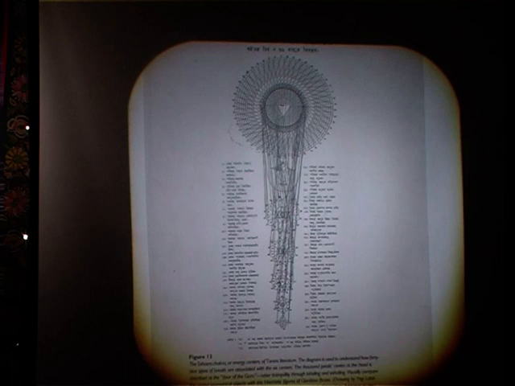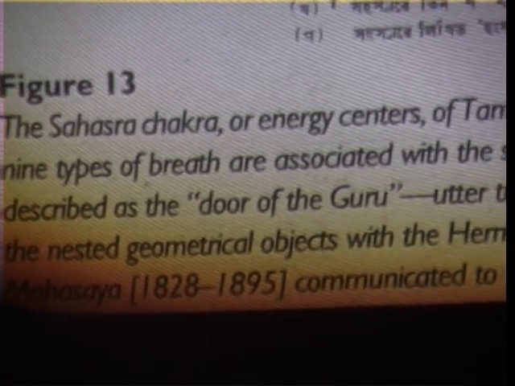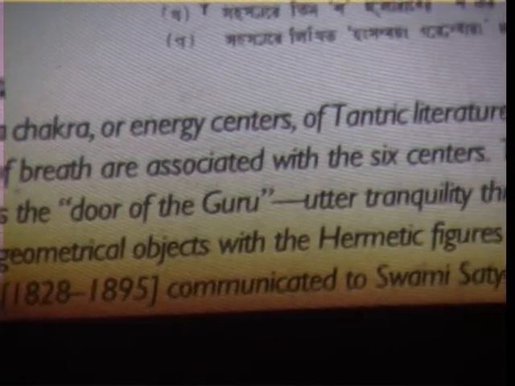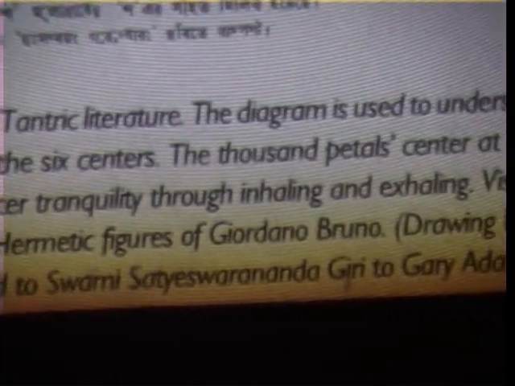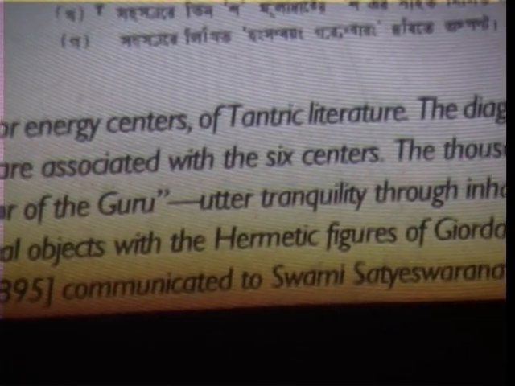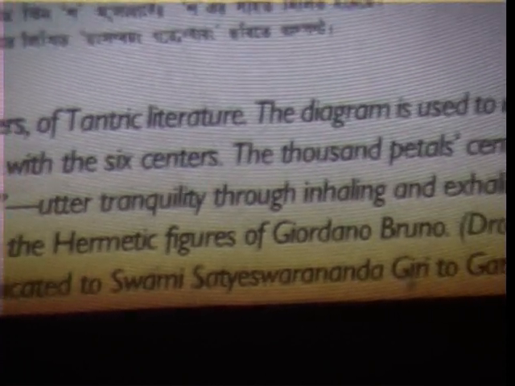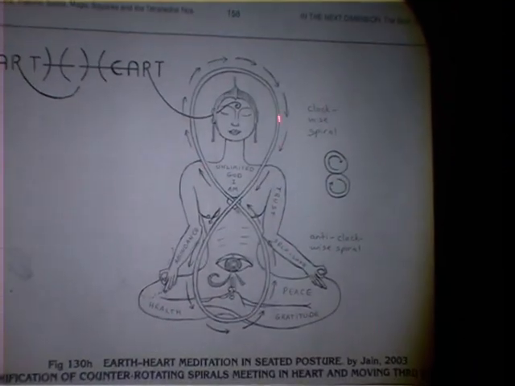The Sahasrara chakra, or energy centers of tantric literature. The diagram is used to understand how 49 types of breath are associated with the 7 centers. The 1,000-petal center at the head is described as the door of the guru. Utter tranquility through inhaling and exhaling. Yeah, so you'll see many of these diagrams. And see the figure 8 that's around this meditator?